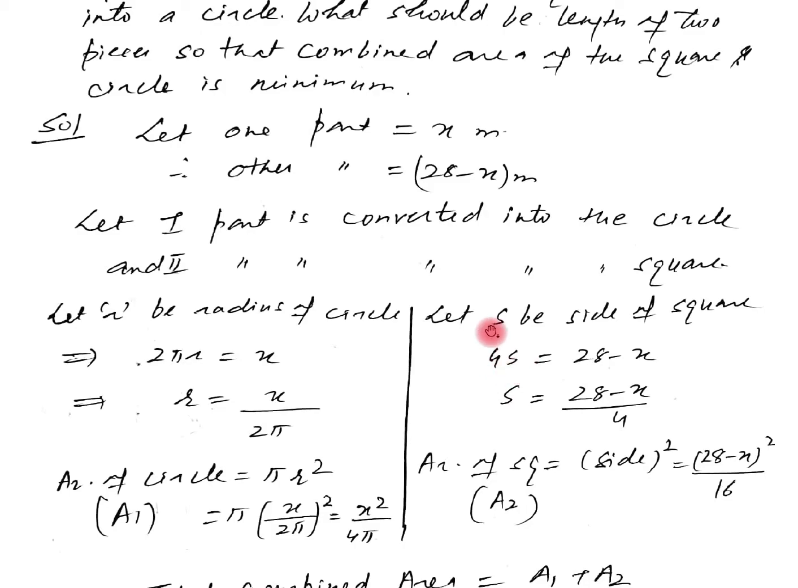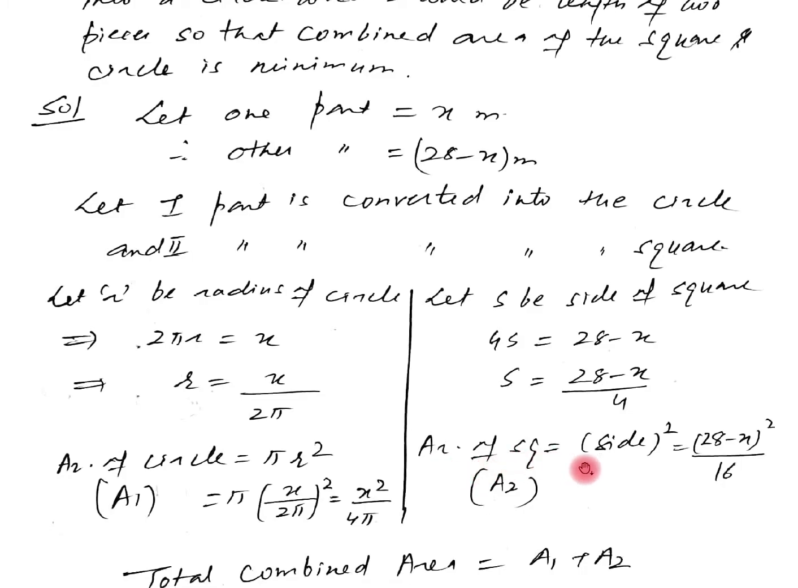So let s be the side of the square. It means 4s equals 28 minus x, because the length of the wire is equal to the perimeter. So the side of the square is (28 minus x) upon 4. Now we know the area of the square is side squared, so it becomes (28 minus x) whole squared upon 16. So this is the area of the circle, and this is the area of the square.